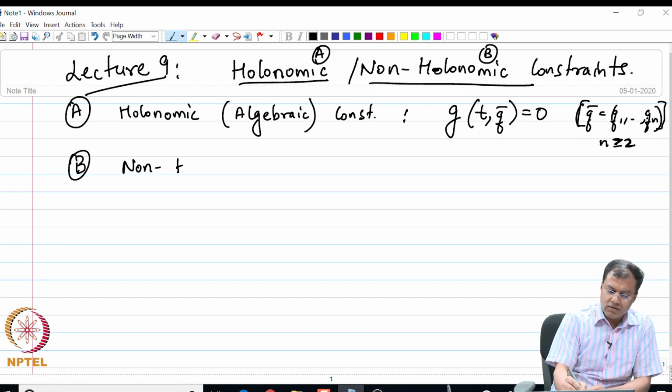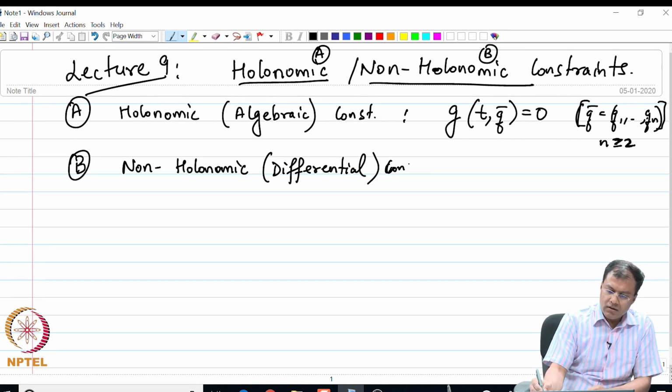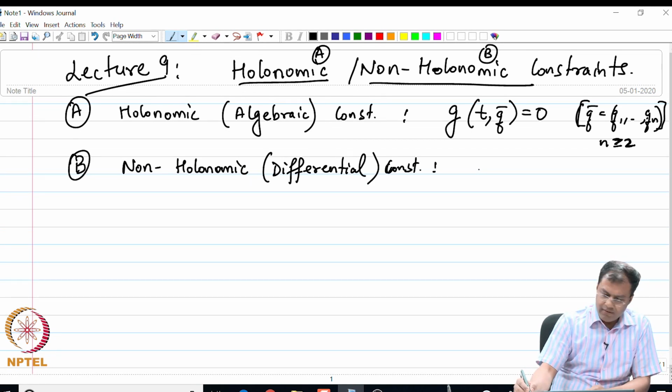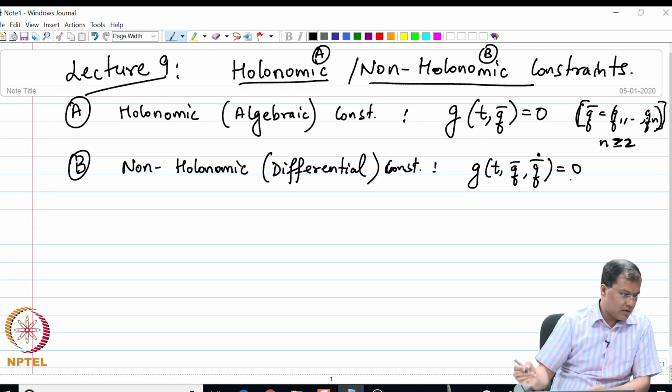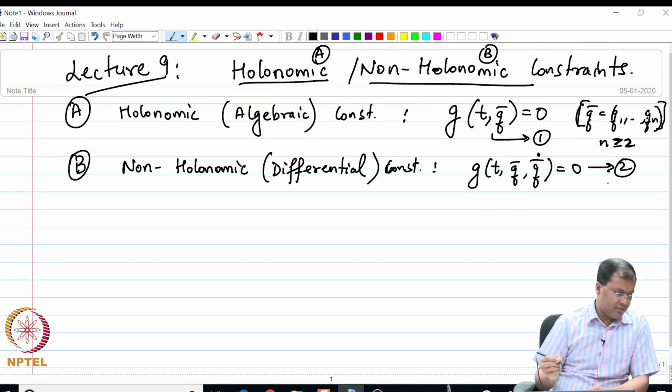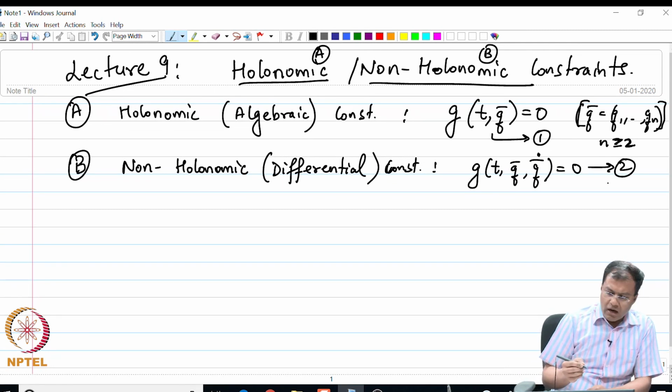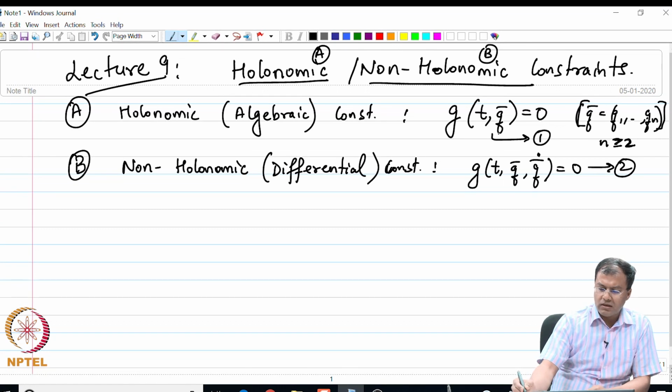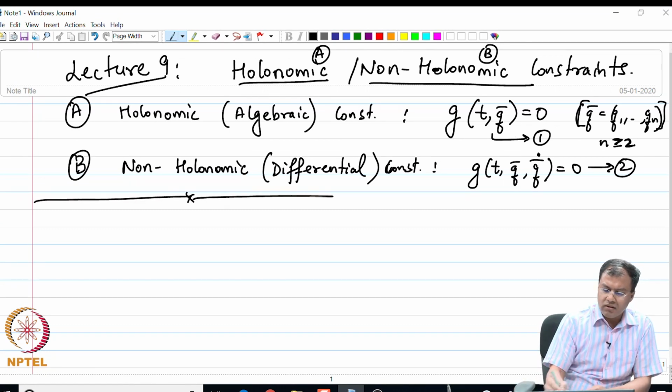Let me also briefly state what the non-holonomic constraints are. The non-holonomic or differential constraints are those where we have constraints of the following form. So, these are my A, and let me call this relation 1 and this relation 2 for later reference. So, how to solve problems with constraints of type 1? Let me briefly discuss that first.